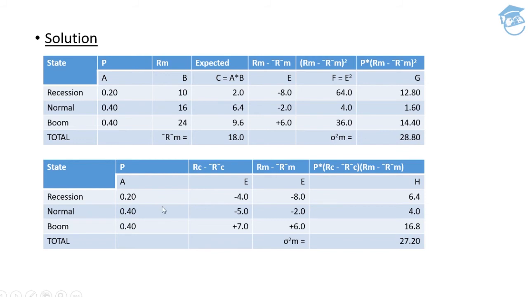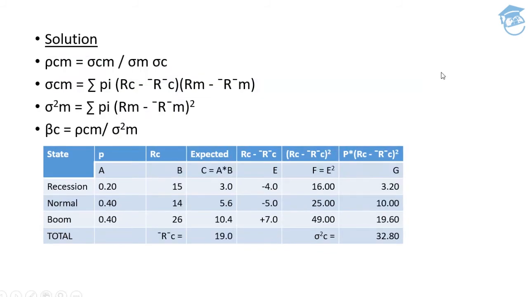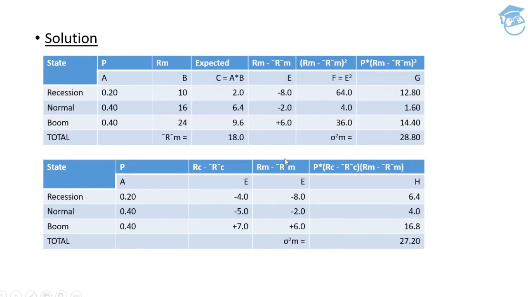Now, the third thing comes out to be the last one, which is this. So, this is being divided into three parts. Again, state, probability, RC minus average RC, RM minus average market return, and then multiplication of them. So, this thing has been taken care of from this only, which is these three. These ones are the ones which have been taken from this. So, 0.20 multiplied by 4 multiplied by this, and you'll get a figure of 6.4, then 4, and then 16.8. You'll get a figure of 27.20.